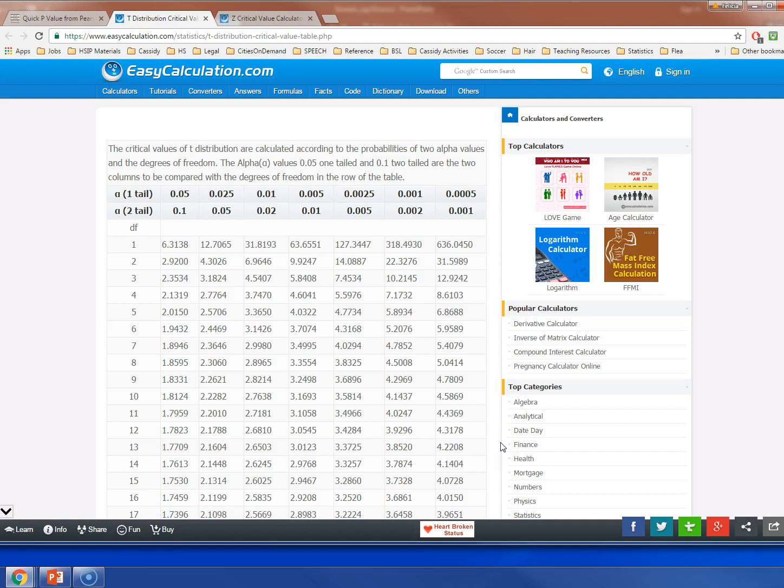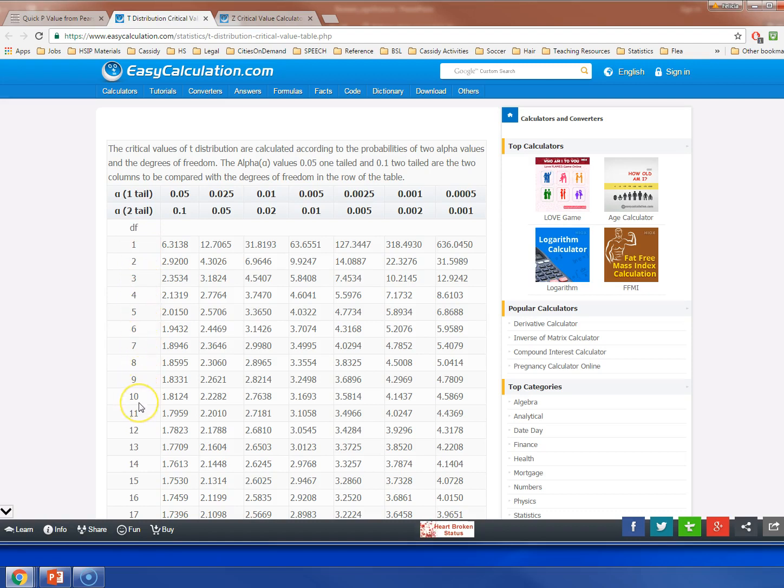So here we have a critical value table, and in order to use this, we need to know a few things. We need to know what our degrees of freedom is. We also need to know if we have a one-tail or a two-tail test, and we also need to know our significance level that we're using for our test. So the first thing is our degrees of freedom. Remember, degrees of freedom is going to be sample size minus 1. We do have a few tests that use a different formula for degrees of freedom, but we'll learn about that as we go. For now, we'll just use the basic formula, which is sample size minus 1.